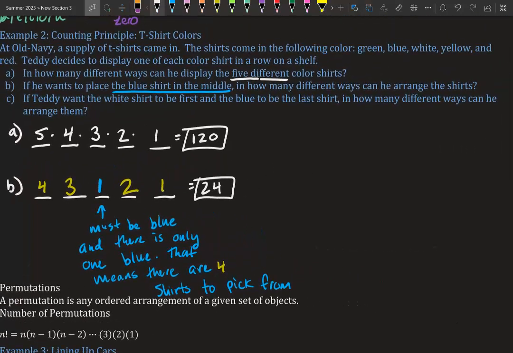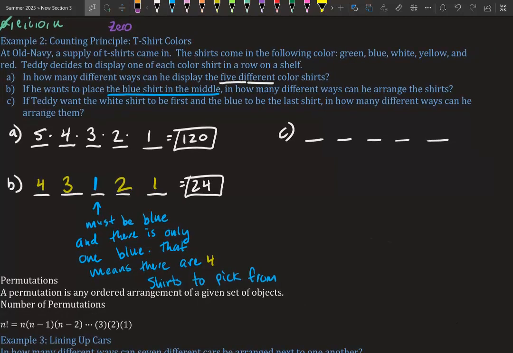Alright, I want you to pause and do C. I know you can do it. Alright, I hope you tried it. So if you were stuck, maybe I'll give you the first hint and then you can pause it. So we're still doing 5 shirts, 5 slots on this shelf. So Teddy wants the white shirt first and the blue shirt last. So put those in their places, pause, keep going, keep trying.